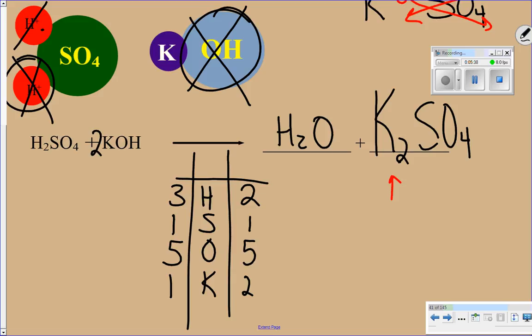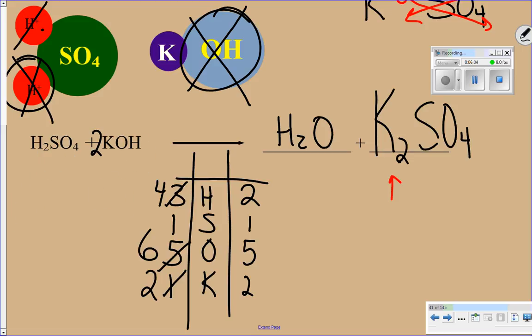When I put a 2 in front of KOH, that turns the K into a 2. When I count up my oxygens, I have 4, 5, 6, and for my hydrogens, 2, 3, 4. So I put that 2 out front. I did not change my sulfurs here.